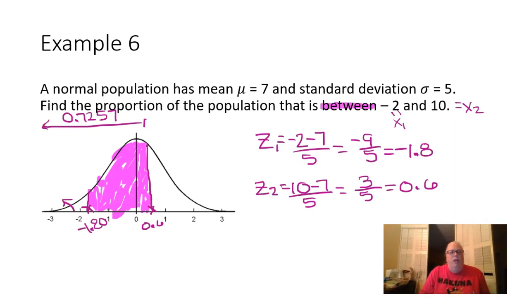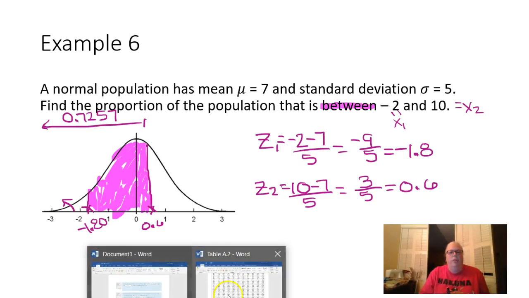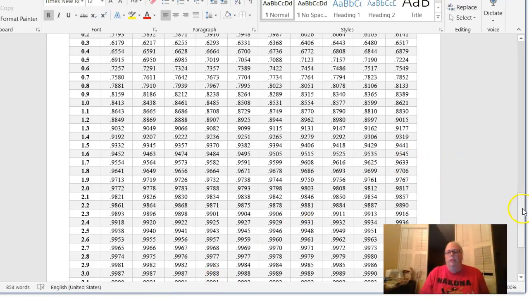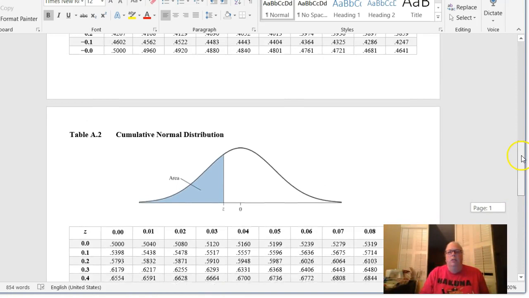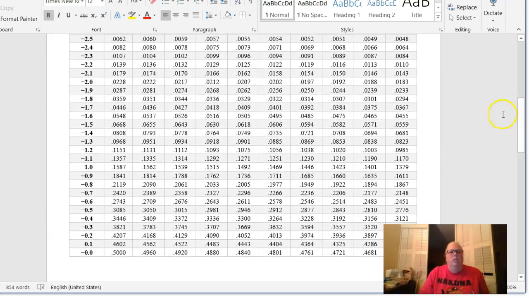And now I'm going to figure out the area for -1.8 as a z-score. All right, let's go up here to the negatives. Here's -1.8. -1.80 is right here. 0.0359.